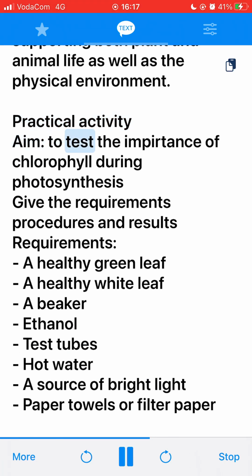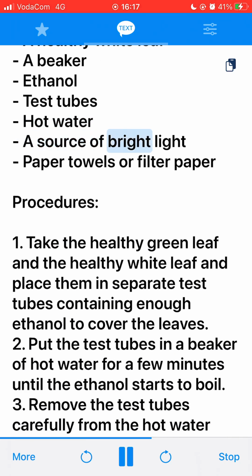Practical activity. Aim, to test the importance of chlorophyll during photosynthesis. Give the requirements, procedures and results. Requirements. A healthy green leaf. A healthy white leaf. A beaker. Ethanol. Test tubes. Hot water. A source of bright light. Paper towels or filter paper.